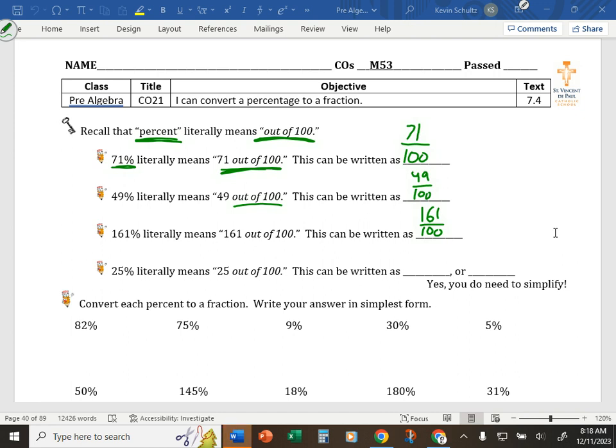25% means 25 out of 100. This is written as 1/4. 25 over 100, or because you do need to simplify, you simplify it down to be 1/4, and that should be your final answer.